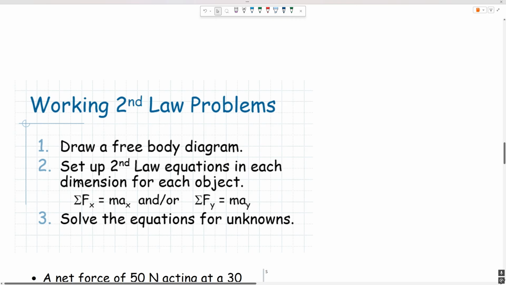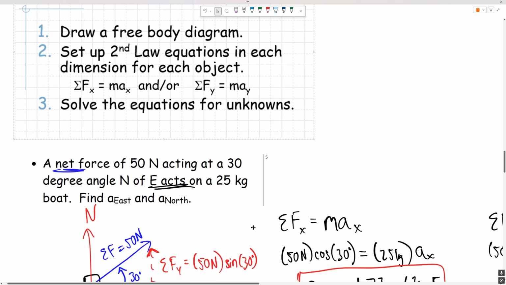Now, for second law problems, there's a strategy to solving these that we can use systematically. First, as always, we draw a free body diagram and label our knowns, our forces, our unknowns, etc. Then we set up our second law equations in each dimension for each object. So we'd say the net force in the x direction equals the mass times the acceleration in the x direction, and or the net force in the y direction equals the mass times the acceleration in the y direction. And then we can solve the equations for the unknowns. So what does this look like?